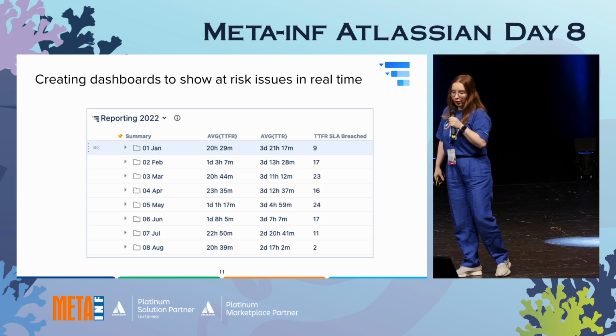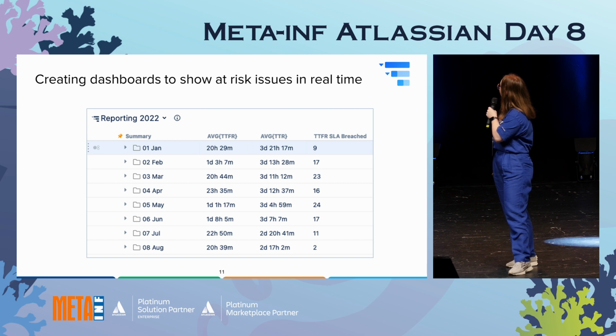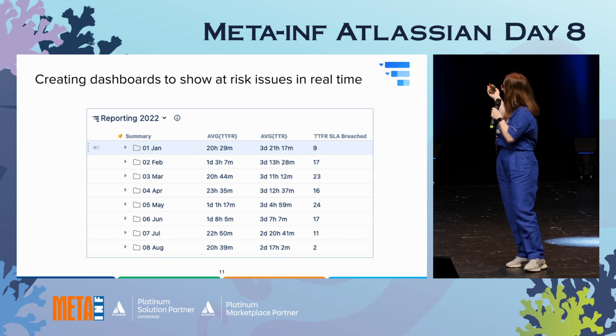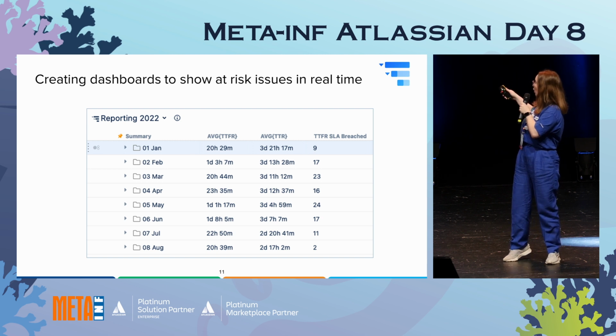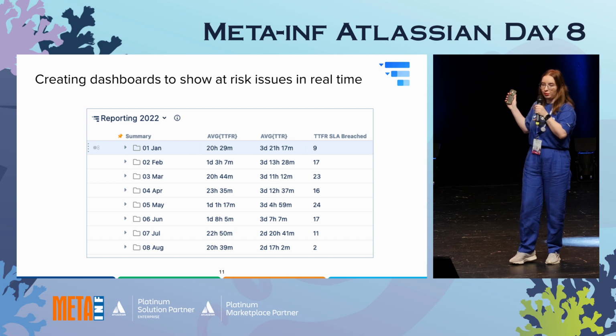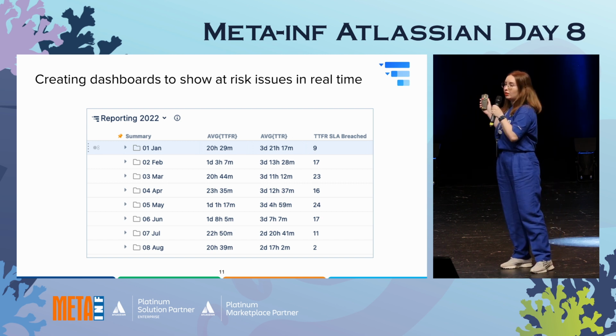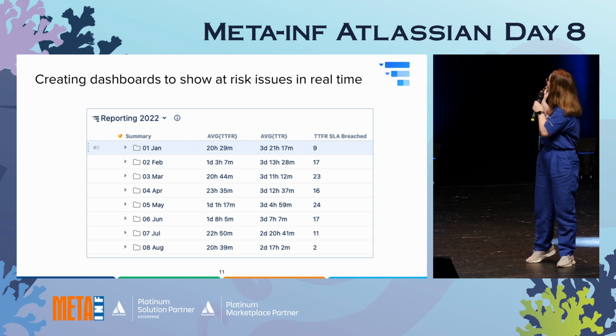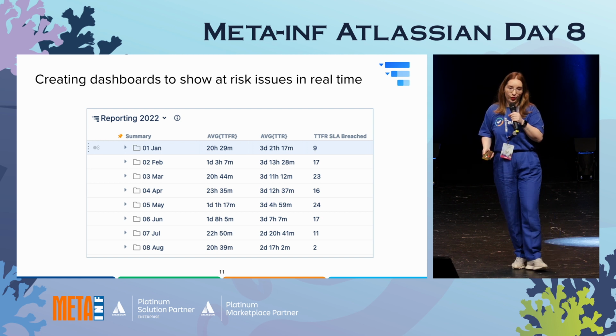Here's another example of how you can track your risks using Structure. Here we grouped our tickets by months, and we have 3 columns that help us estimate the time to first response, the time to respond, and identify if SLAs were breached.